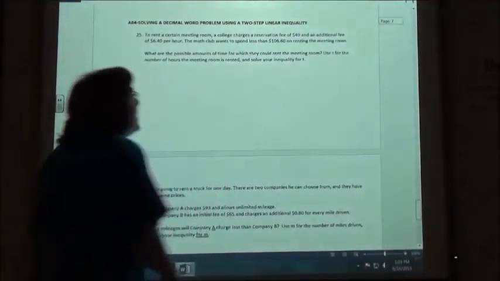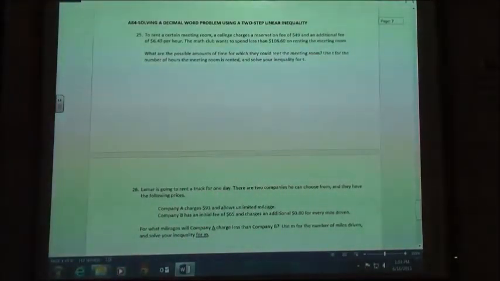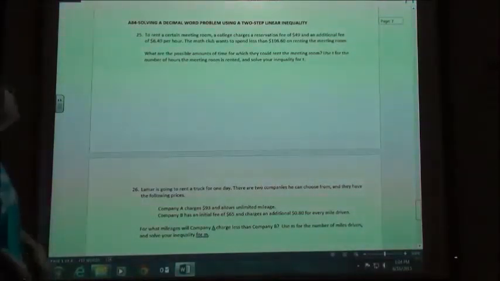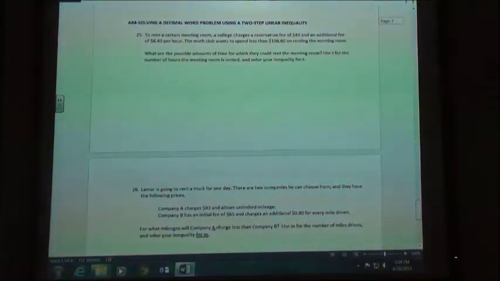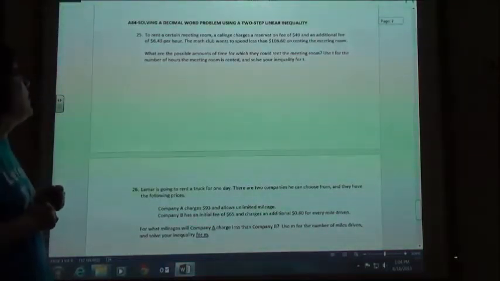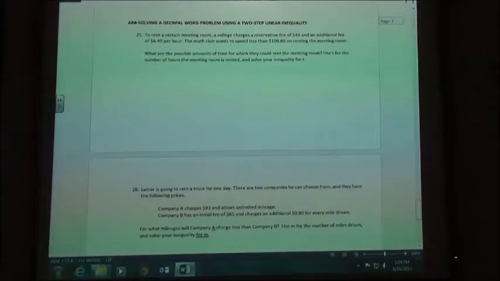So solving a decimal word problem using a 2-step linear inequality. So pretty much like the word problems we did on the previous page, this time we're going to use an inequality instead of an equal. To rent a certain meeting room, a college charges a reservation fee of $49 and an additional fee of $6.40 per hour. The math club wants to spend less than $106.60 on renting the meeting room. What are the possible amounts of time for which they could rent the meeting room? Use T for the number of hours the meeting room is rented and solve your inequality for T.